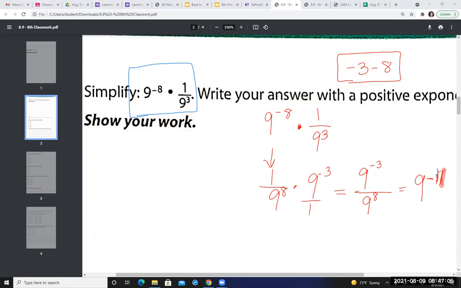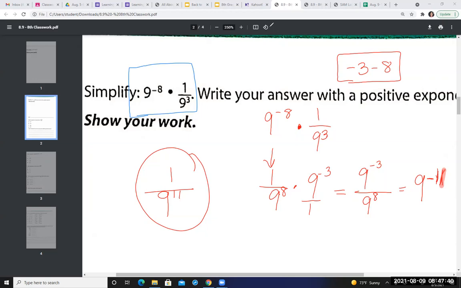All right, but this problem said write it with positive. So if I simplify and I still end up with a negative, now what am I going to do? Good job. Switch the exponent to the positive. So our answer will be 1 over 9 to the 11. Any questions? Any questions so far? All right. Everybody got what you need?